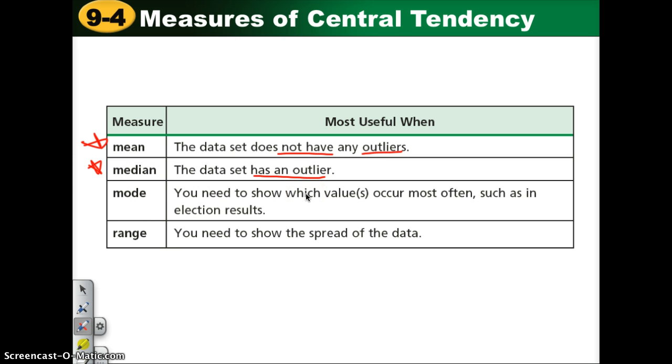Mode, unless they specifically are asking for showing the most frequent or the mode specifically, don't choose mode. And range, again, is not a measure of the center, but you would use the range to show the spread of the data. Make sure you have the mean and median in your notes and when to use them.